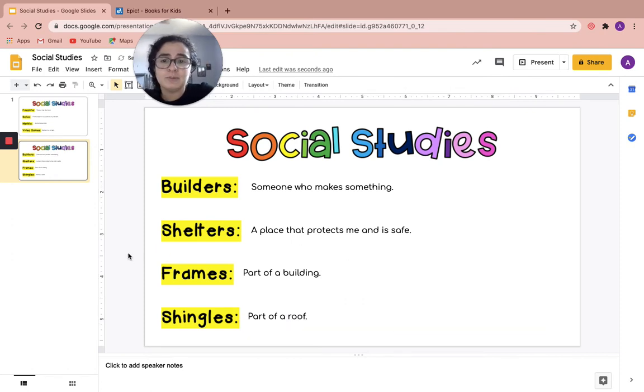Okay, friends, can we say our 4 vocabulary words together? Number 1, we have builders. Number 2, we have shelters. Number 3, we have frames. And number 4, we have shingles. So if you want to take a minute and pause this video to write down our vocabulary words and the definitions that we came up with together, go ahead and pause this video.